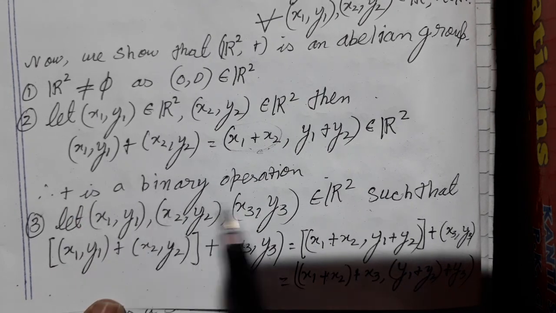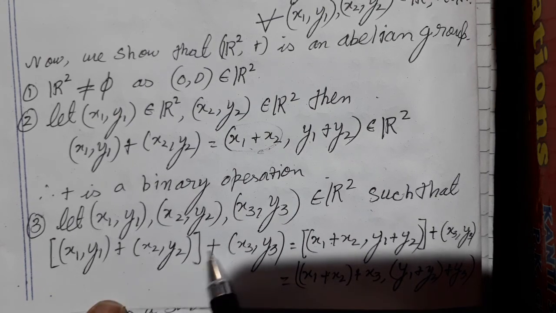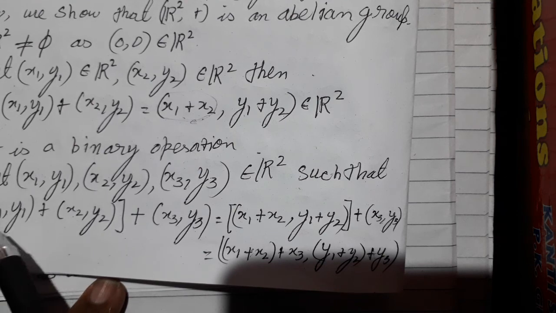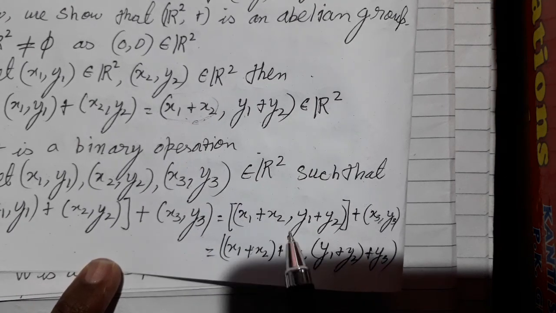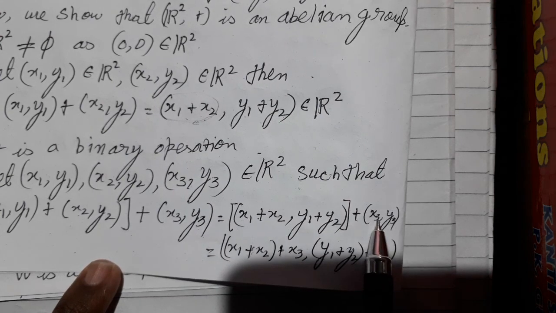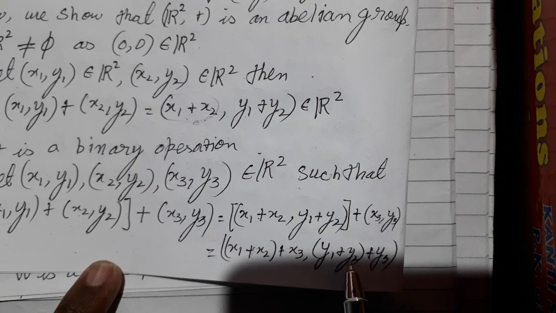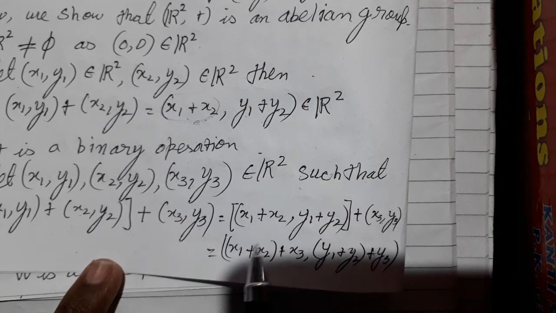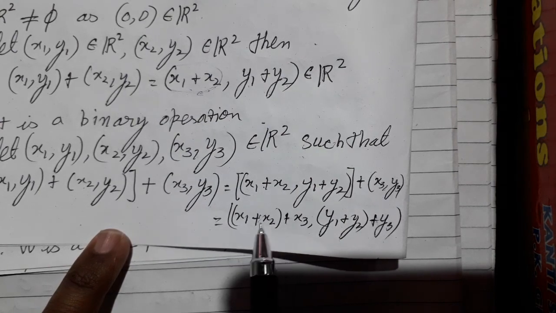Let us check whether it is associative or not. So I'm taking three elements in R2 with this condition. Now we'll add coordinate wise. For this we use the first operation, addition. So we add coordinate wise, so we get x1 plus x2 comma y1 plus y2, and we'll add with this. So we get x1 plus x2 plus x3, y1 plus y2 plus y3. Now these are real numbers. Okay, so we know addition of real numbers is always associative.